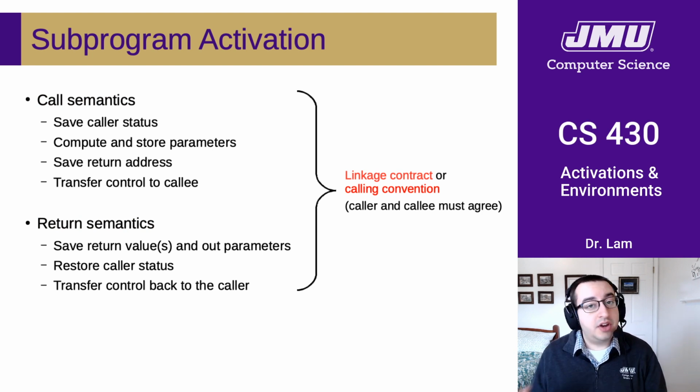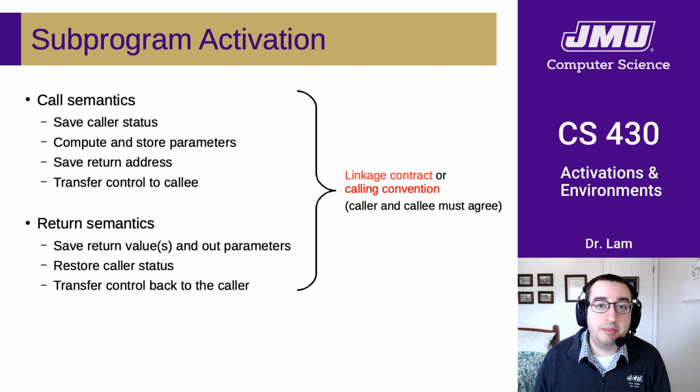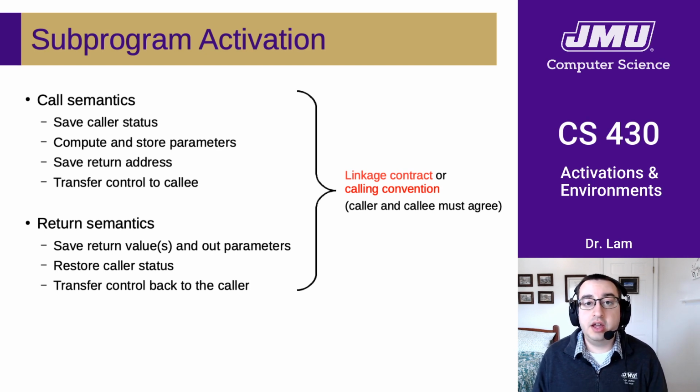So both the caller and the callee have to agree about how they're going to use the stack for this purpose. And so these agreements or these rules are often referred to as linkage contracts or calling conventions. And so there are things that have to happen at the call site. This includes saving the caller status, computing and storing parameters, saving the return address, and transferring the control to the callee.